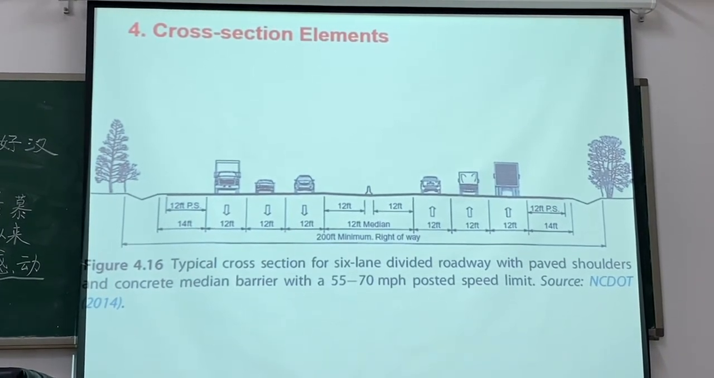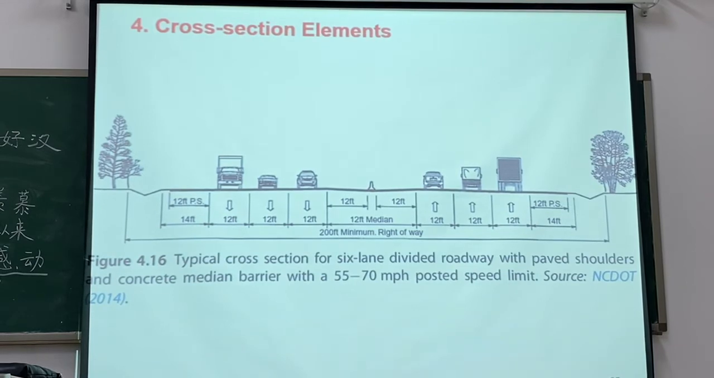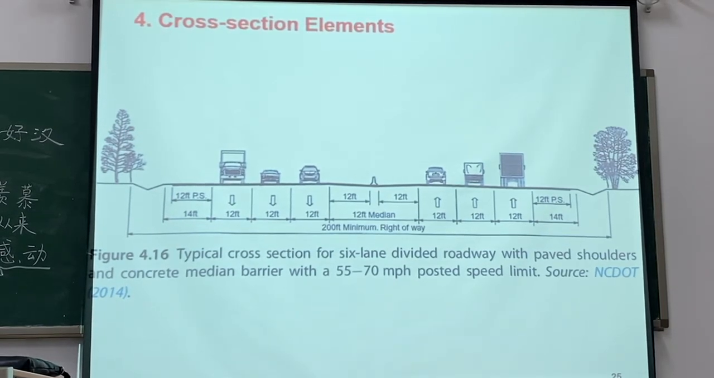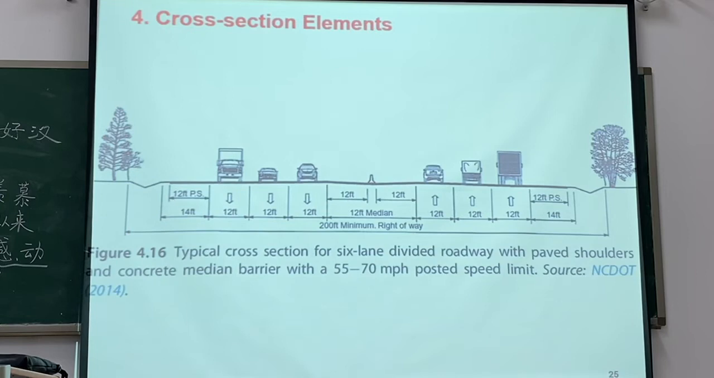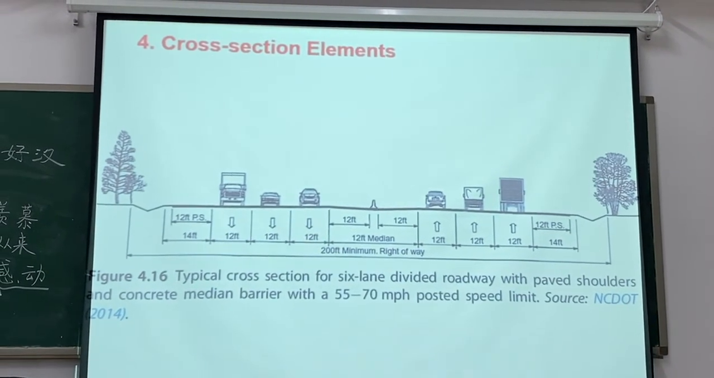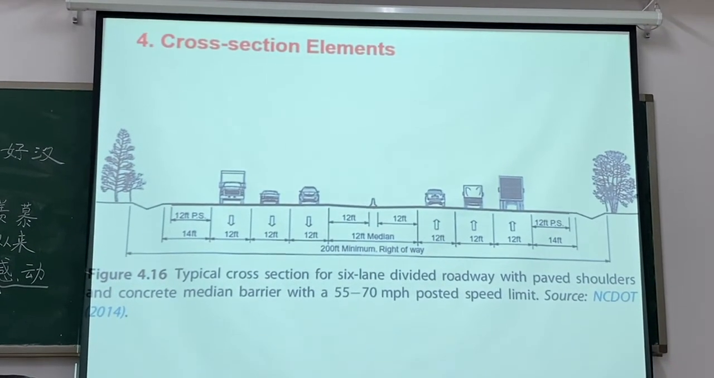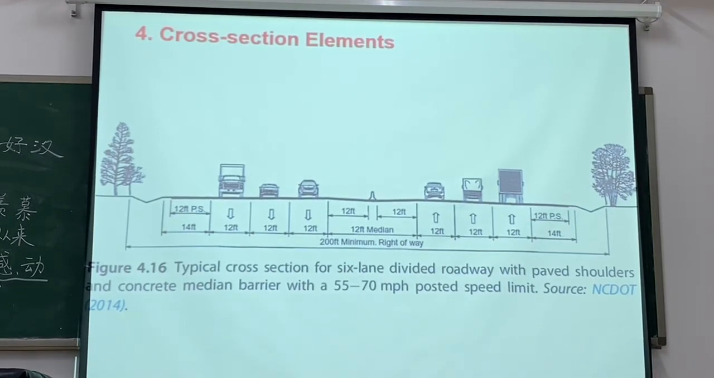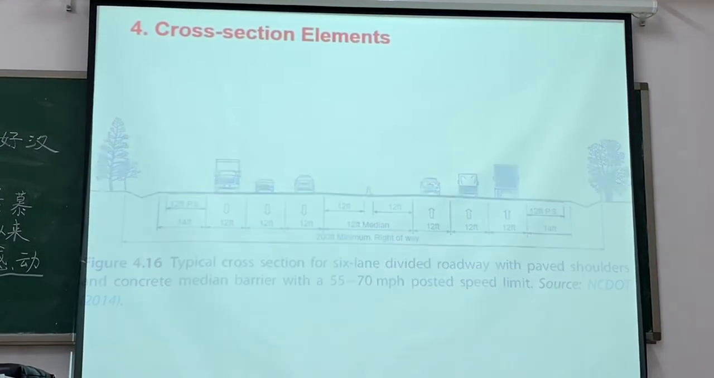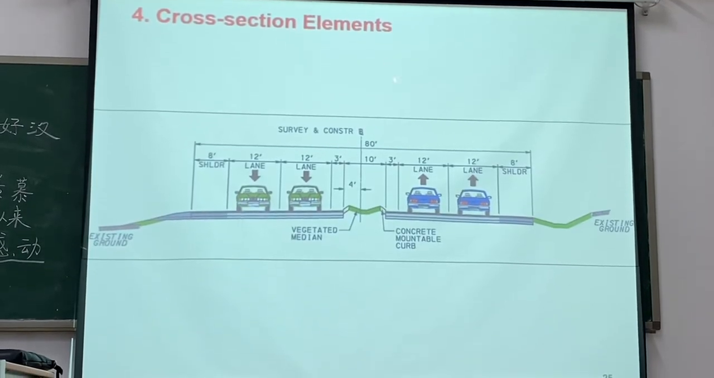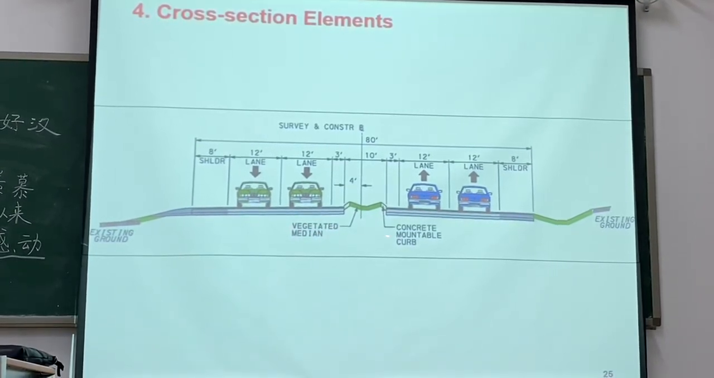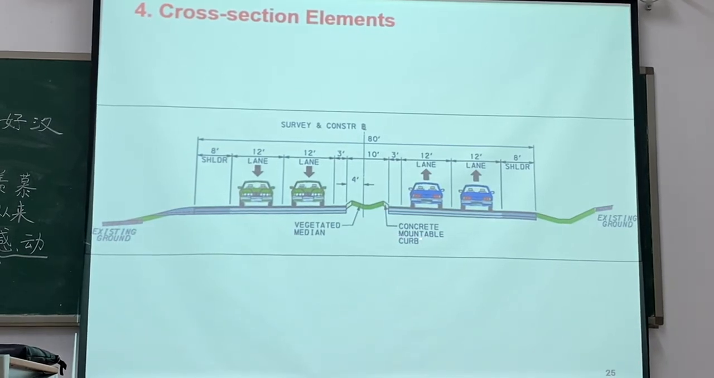But for many freeways in China, there were 4-lane divided roadways. But in recent years, the freeways constructed are 6-lane divided roadways. They are constructed according to the traffic volume and capacity. Now the median is a vertical median and concrete mountable curb.